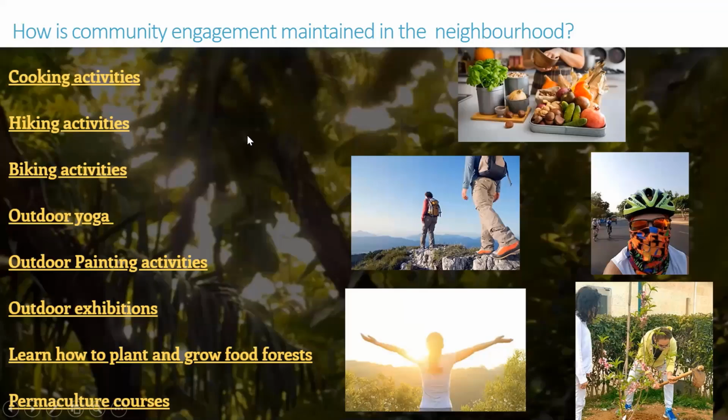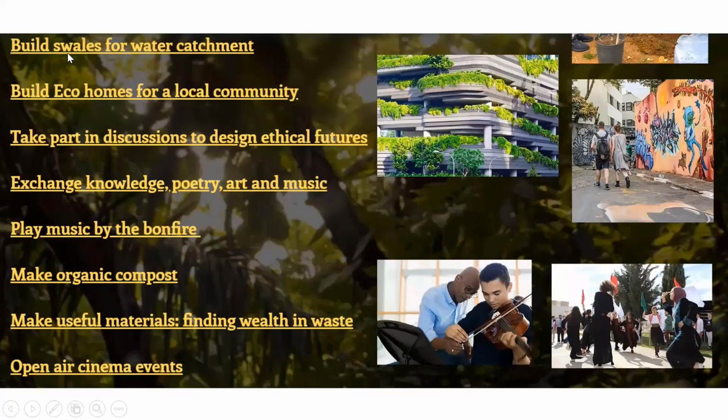In community engagement in a neighborhood, we can have cooking activities, hiking activities, biking activities, outdoor yoga, outdoor painting activities, outdoor exhibitions, learn how to plant and grow food forests, permaculture courses. Swales can be built for water catchment. We can build eco homes for the local community. People can come together and build homes together. People can take part in discussions to design ethical futures. People can exchange knowledge, poetry, and art and music at nights together.